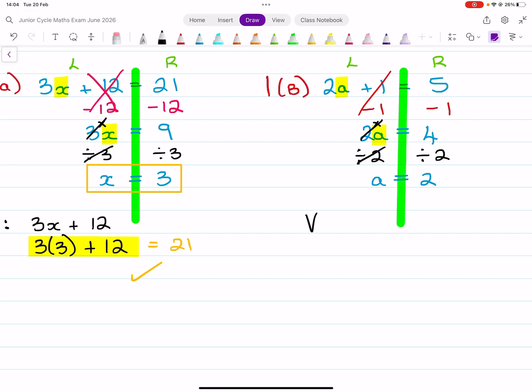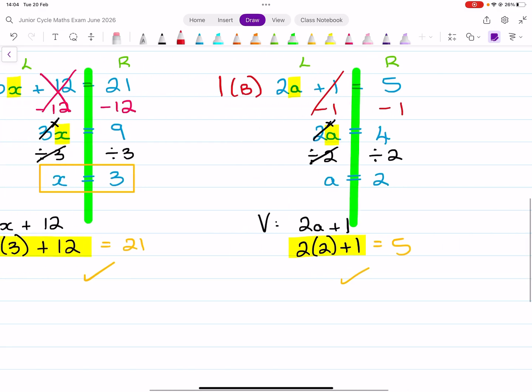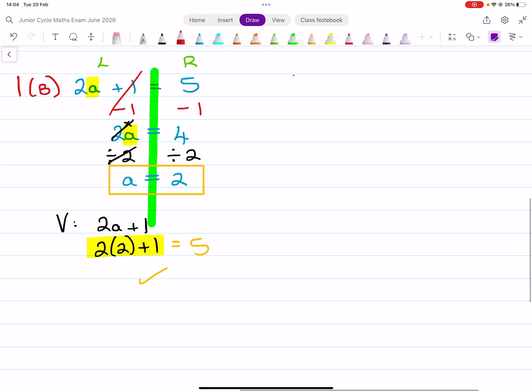And then to verify, I've got 2a plus 1, which is 2 bracket 2 plus 1. I'm going to put that into the calculator, and I am hoping for 5. If you check it on your calculator, that is correct. Oh, sorry. So my answer for the second one, for a, is 2. Now, 1C.